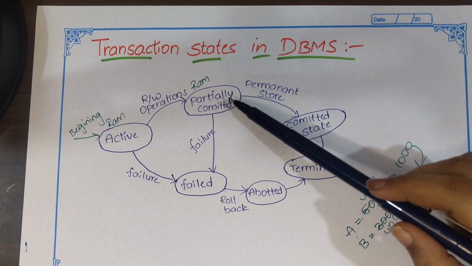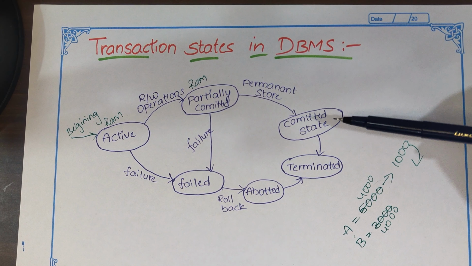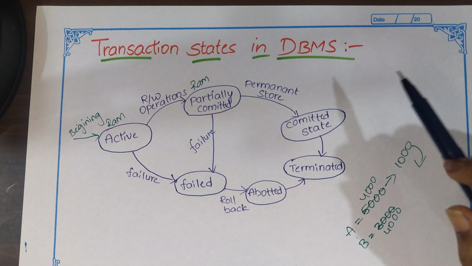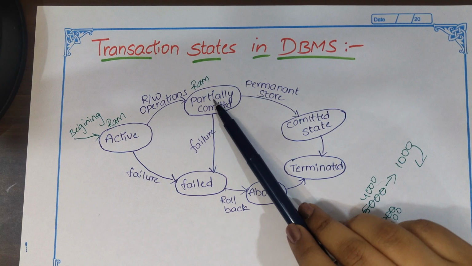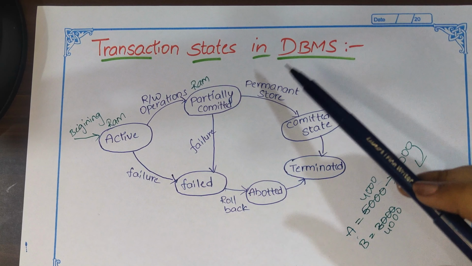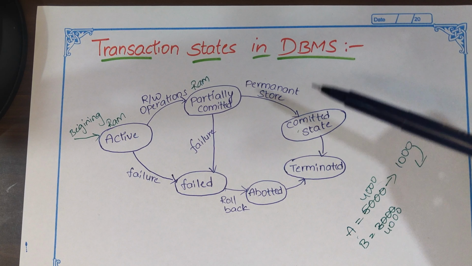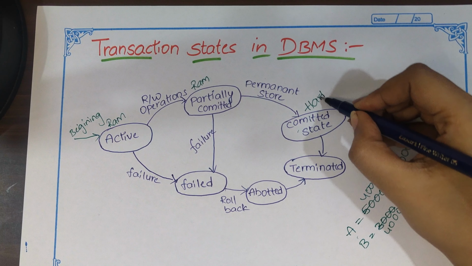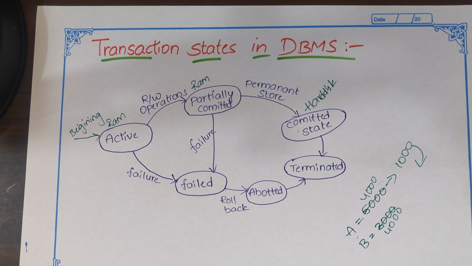If no failure occurs, then it goes to the committed state. If no failure occurs, the DBMS permanently stores the updated values into the hard disk. This process is called commit. It was only partially committed, where we did a few correct operations and there could still be a failure, but in this case there cannot be a failure. So in the committed state, the data is stored in the hard disk. The data remains safe forever. There will be no changes in that.